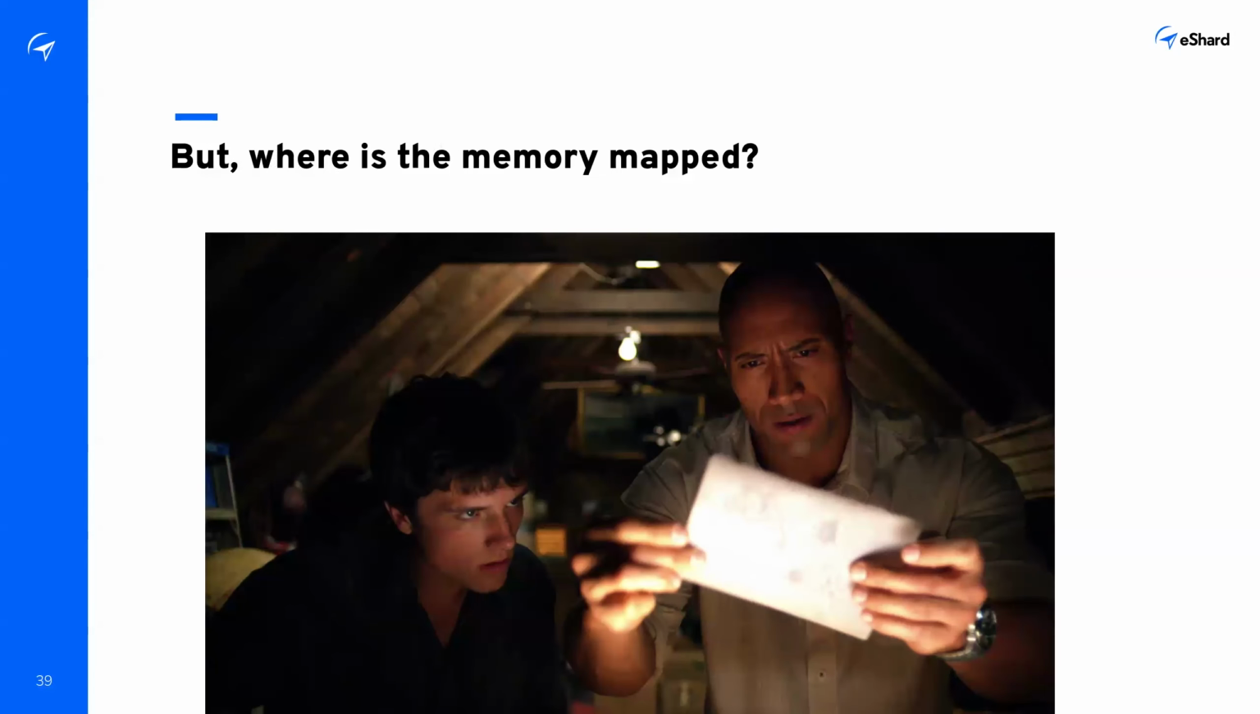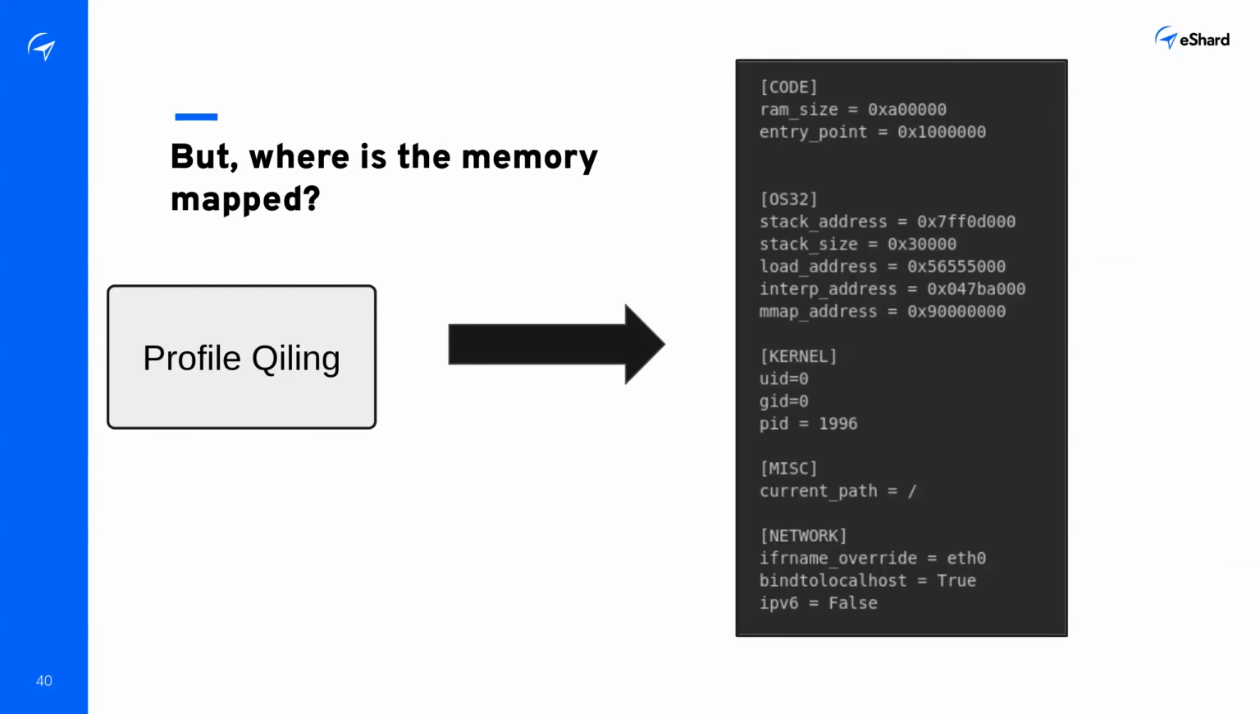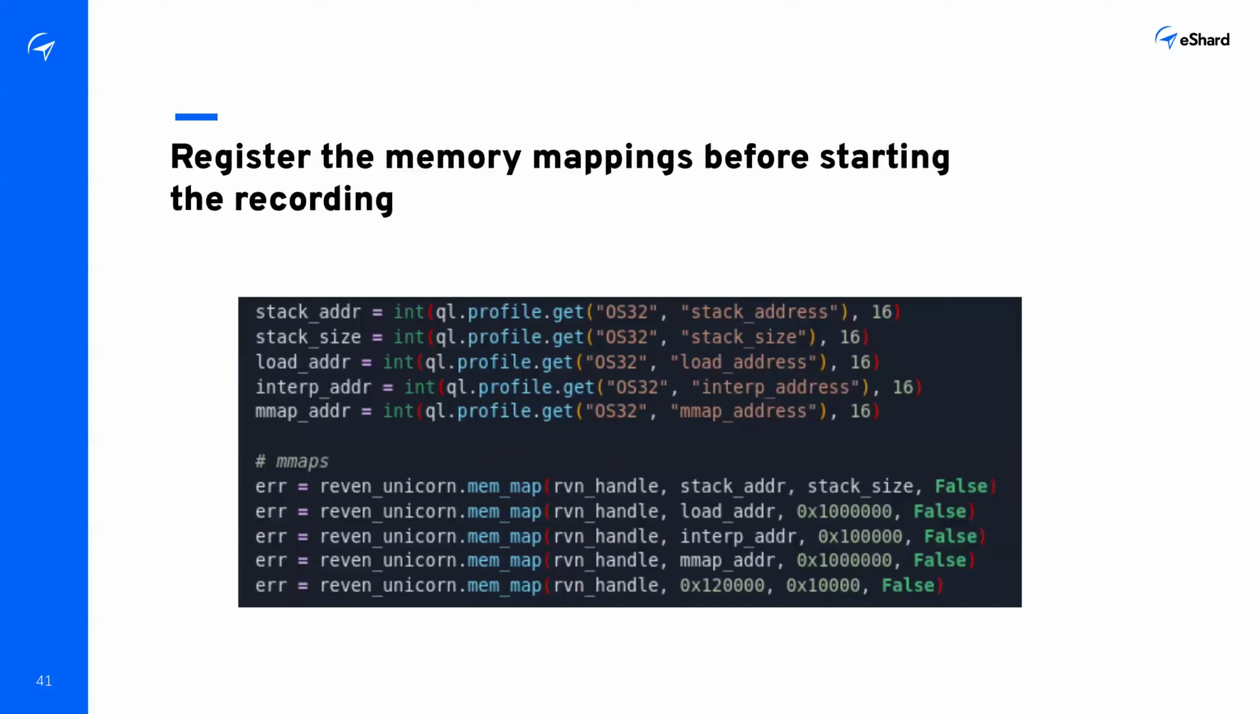Quite simple. But now we need to know the memory mapping, because you remember that Revenue Unicorn needs to know the memory mapping. For that, again, very simple. We have the Qiling profile that describes the stack address, the stack size, where the loader is going to be, and where the mmap address is, which is kind of where all the heap stuff is going to be stored, and so on.